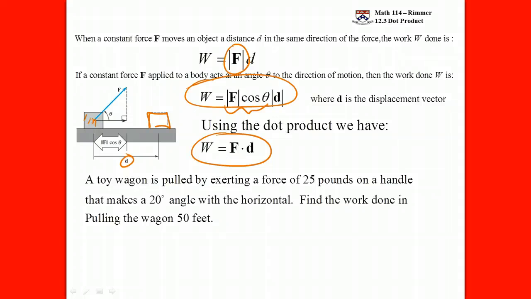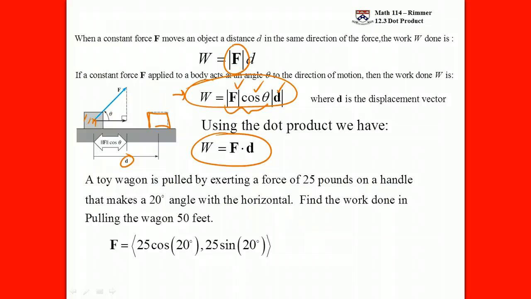A toy wagon is pulled by exerting a force of 25 pounds on a handle. That handle makes a 20-degree angle with the horizontal. Find the work done when you're pulling the wagon 50 feet. So really, I don't know why we can't just go with this formula. We have the force, we have the displacement, we have the angle, which is 20 degrees. You can find the cosine of it, but I'm just going to show you how to set it up as a dot product.